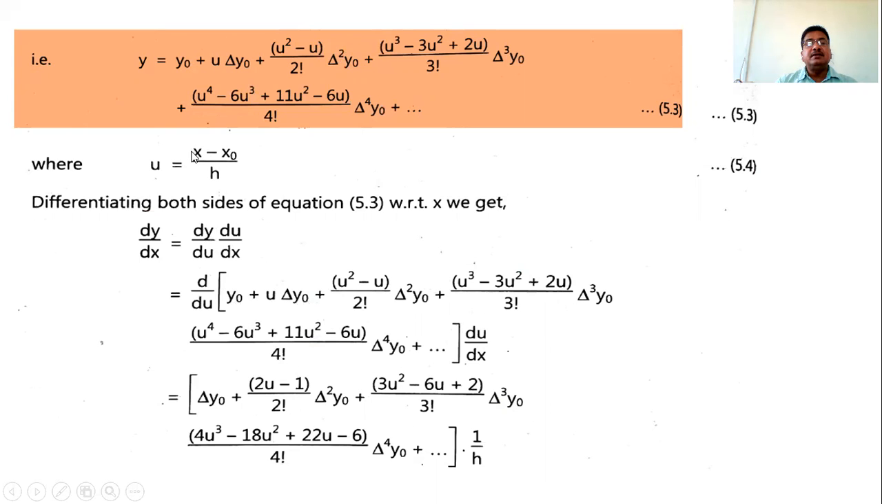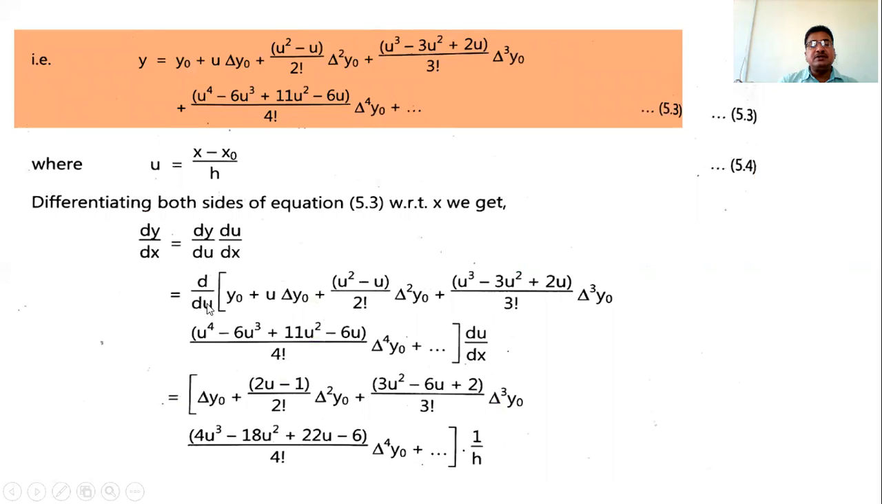So what is it? Actually u is 1 by h into (x minus x naught) by h, and the derivative of x naught by h with respect to x is 0, and the derivative of x by h is 1 by h. So the value of du by dx is 1 by h. That is the derivative of u with respect to x, 1 by h, and dy by du, that is d by du of y, means this quantity. So write this quantity, and then its derivative is what? The derivative of y naught with respect to u is 0.